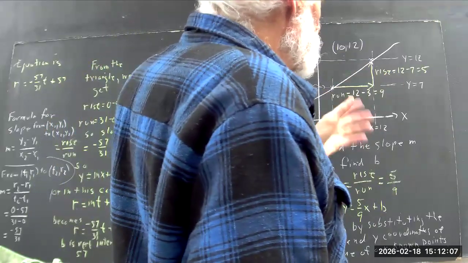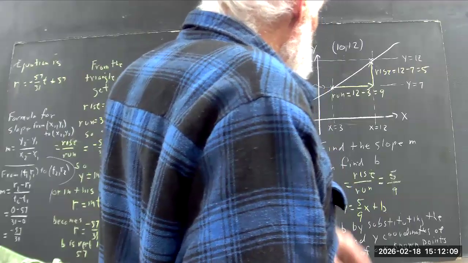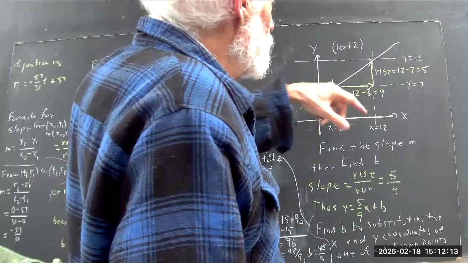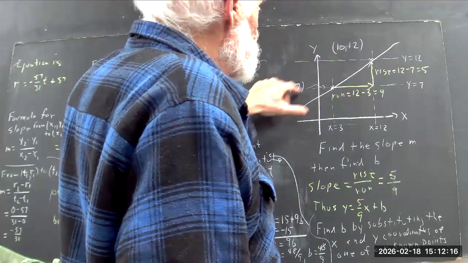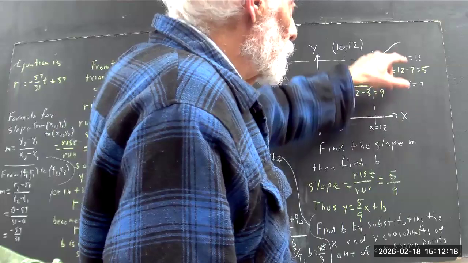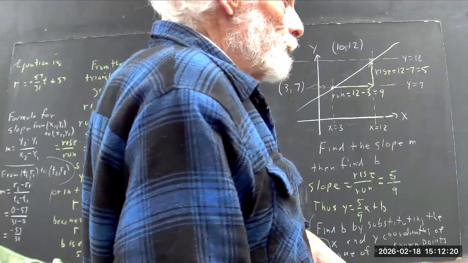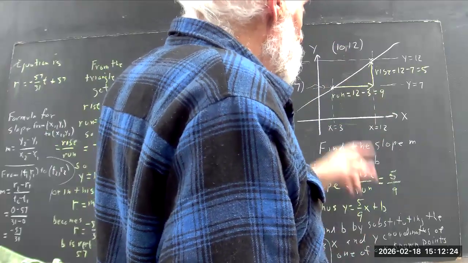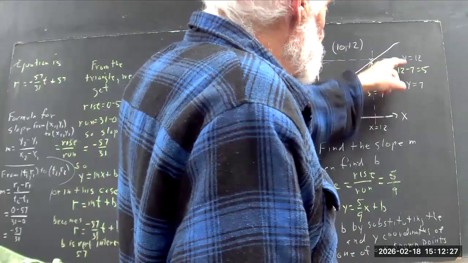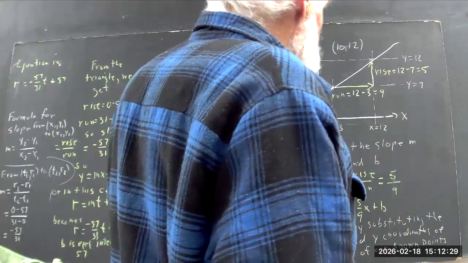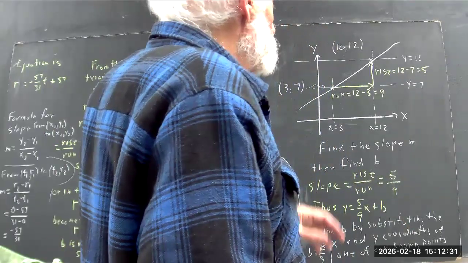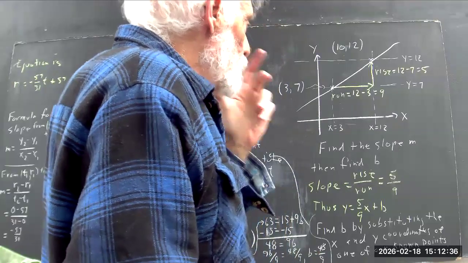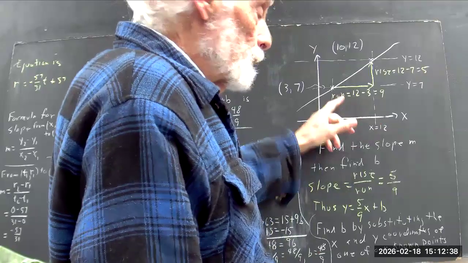And then your rise. Now, in this case, the rise is positive because we're going from 3,7 to 12,12. The y coordinates are 7 and 12. We go from y equals 7 to y equals 12, and that's a distance of 5. But of course, if we subtract 7 from 12, we get 5 automatically. In each case, we've subtracted where we are from where we're going.